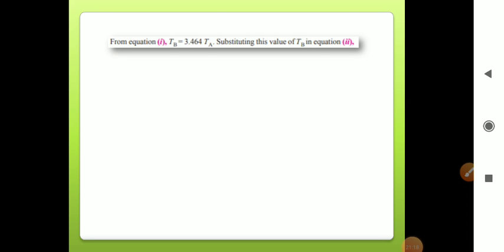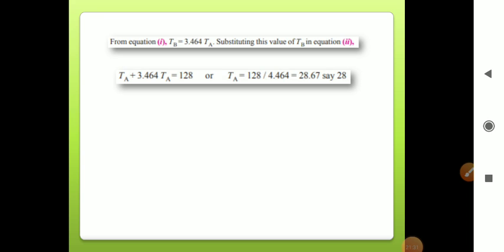Now from equation 1 we have TB is equal to 3.464 into TA. Substituting this value of TB in equation number 2, we get TA plus 3.464 into TA is equal to 128. Now get TA common in bracket: 1 plus 3.464, that is 4.464. This is 128 divided by 4.464.